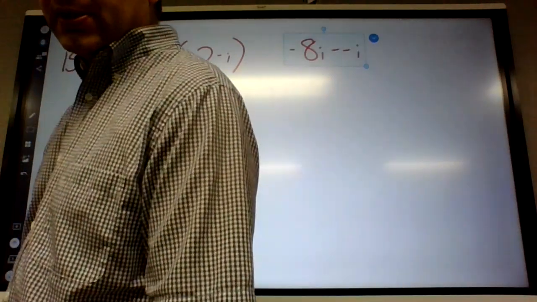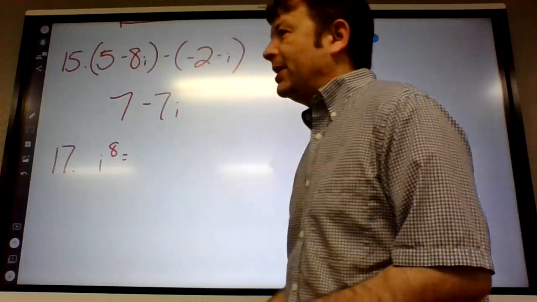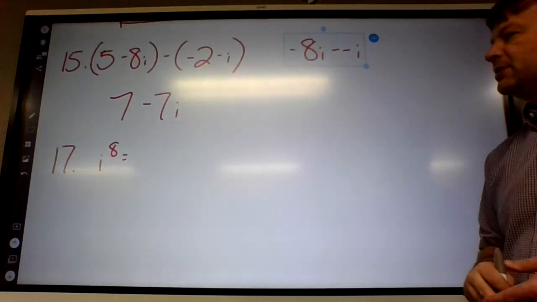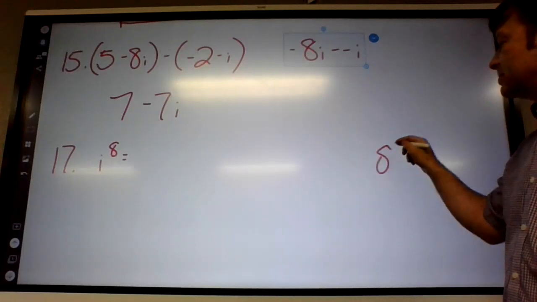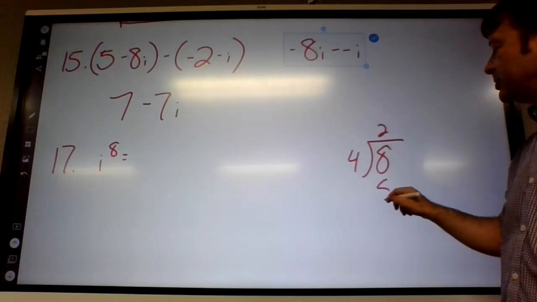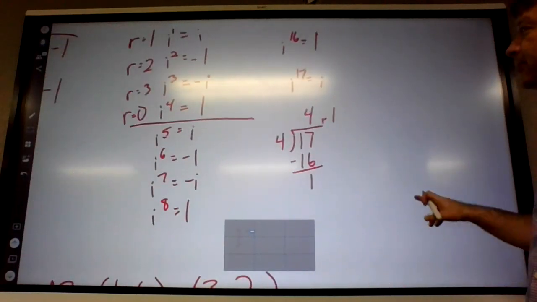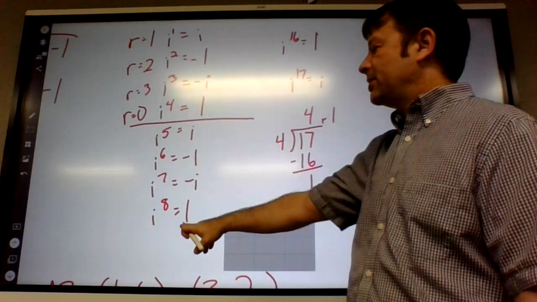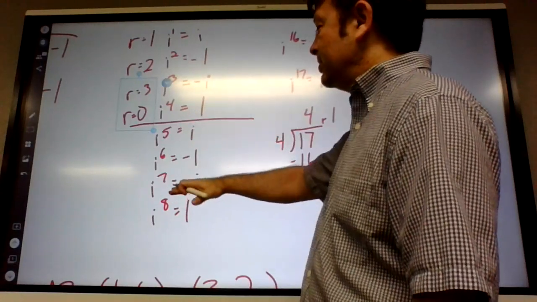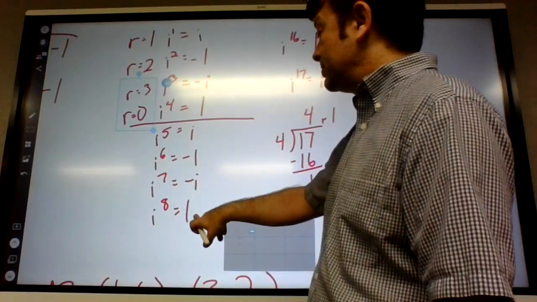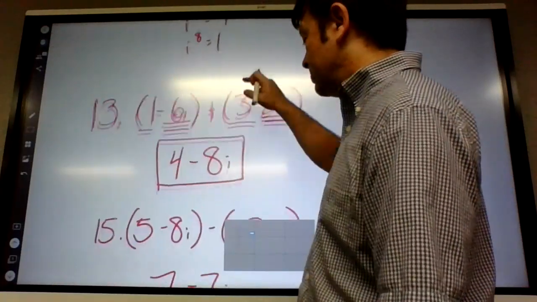Okay, 17. Alright, this goes back to the thing we were just talking about. i to the 8th. You divide by 4 and the remainder is 0. So that means it's going to go through this pattern twice, but it'll end up on 1. Okay, the remainder is 0. It's going to equal 1.